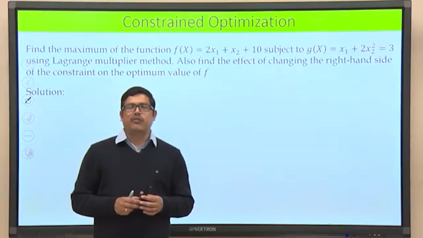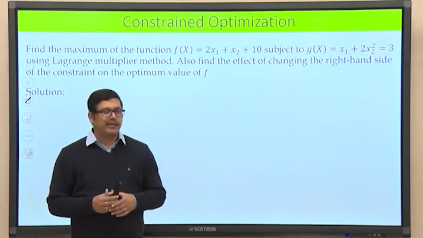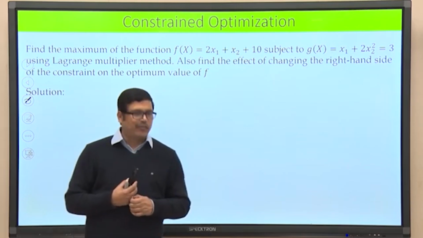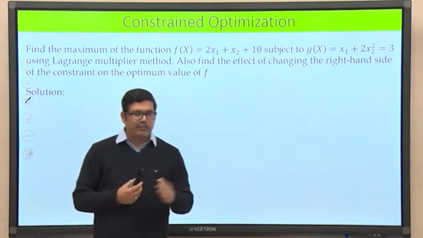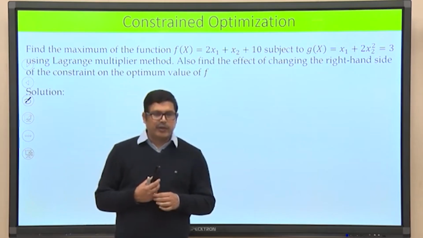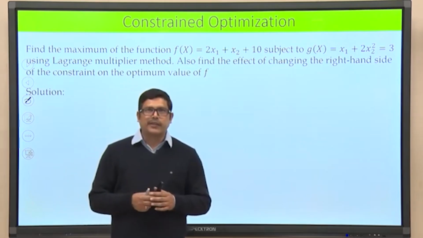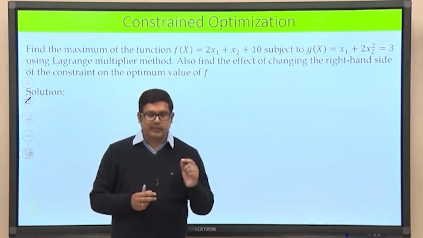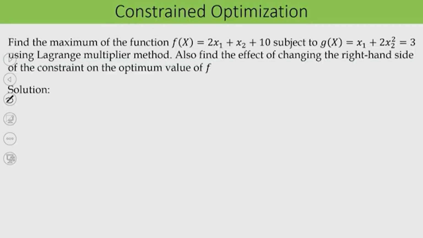Now, let us solve one problem here. We have to find the maximum of the function f equal to twice x1 plus x2 plus 10, subject to the constraint that g equal to x1 plus twice x2 square equal to 3, using the Lagrange multiplier method. And also we have to find out the effect of changing the right hand side of the constraint on the optimum value of f. Okay, so let us solve this problem.